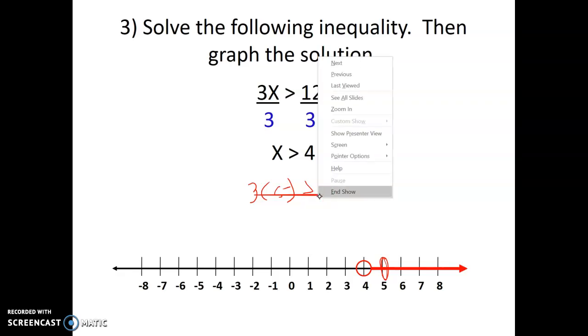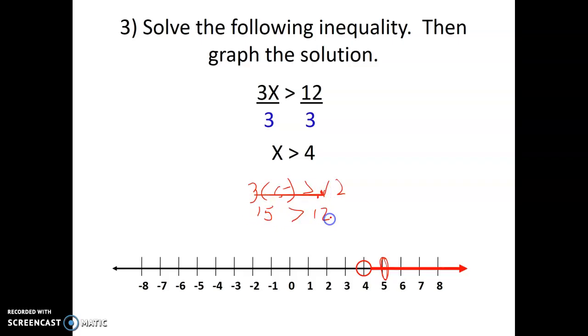Oops. Oh no, sorry about that. It is greater than 12. So, oh my gosh, I'm sorry guys. All right, so I get 15 is greater than 12. Because it's true, I know I've shaded in the correct direction.